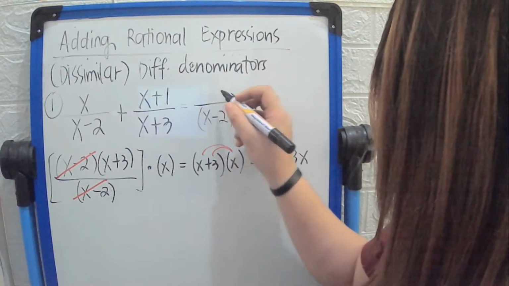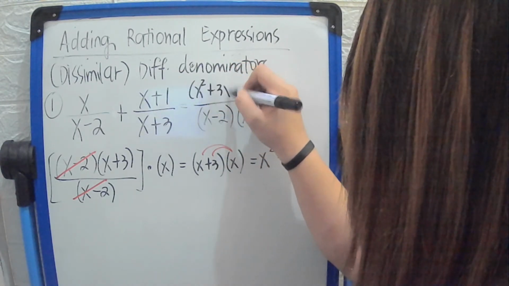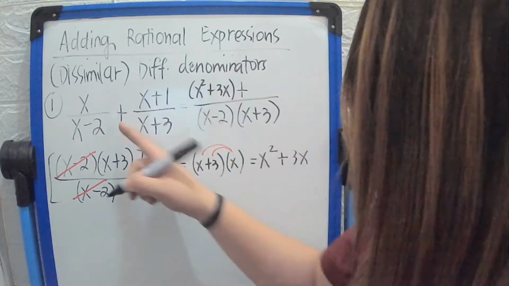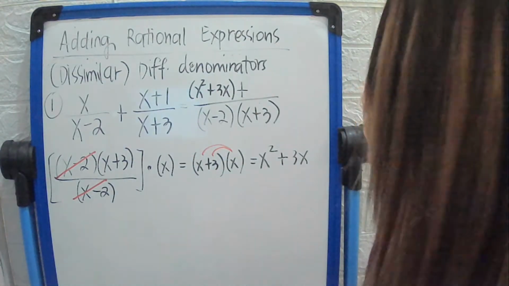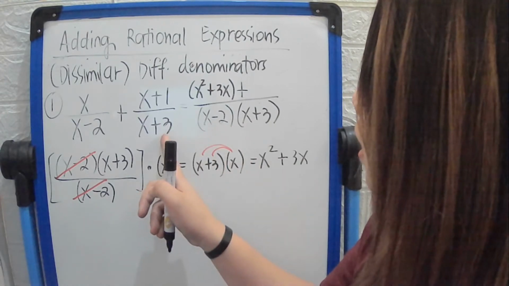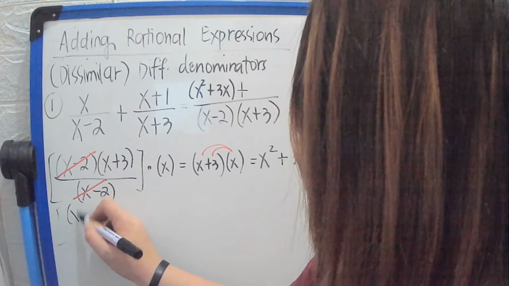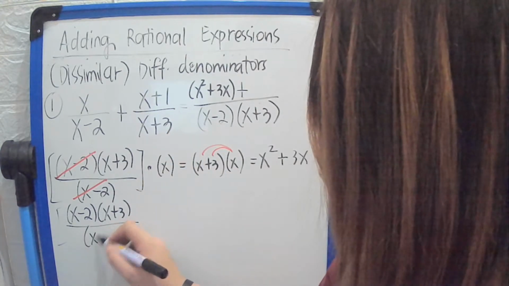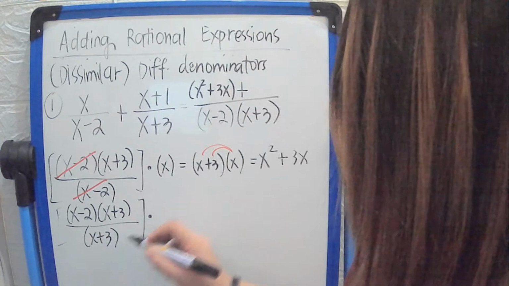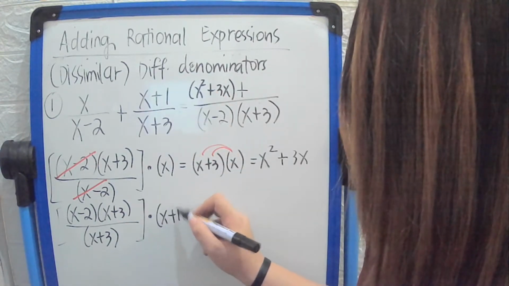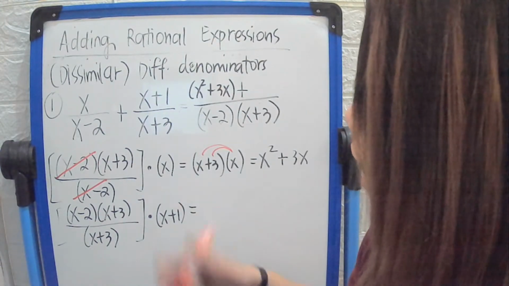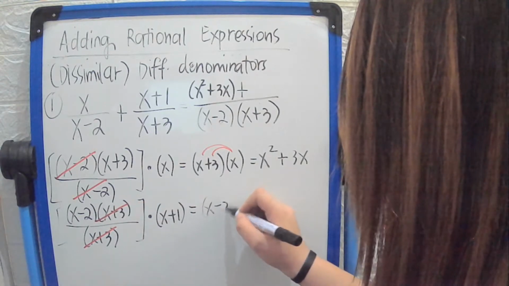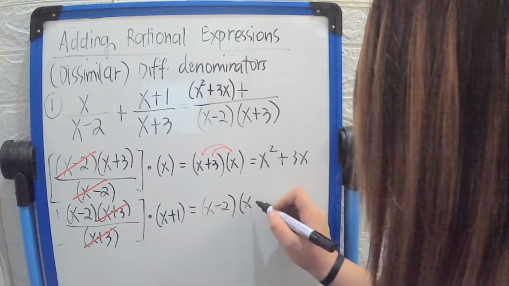So this will be written here. So we have here x squared plus 3x. This will be your numerator for the first fraction. Then you put plus because we have plus there. For the second fraction, the same process will be done. The LCD, x minus 2 multiplied by x plus 3, will be divided by the denominator x plus 3. Then the answer will be multiplied by the numerator x plus 1. Canceling out the same term in the numerator and in the denominator, you are left with x minus 2. Then multiply it by x plus 1.